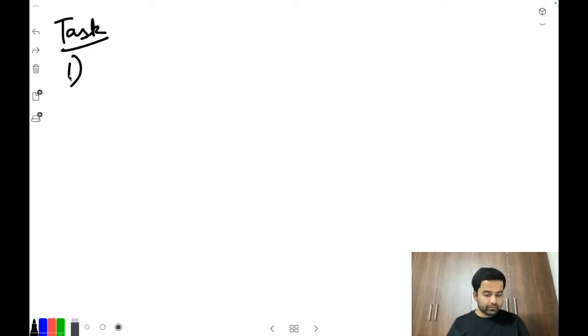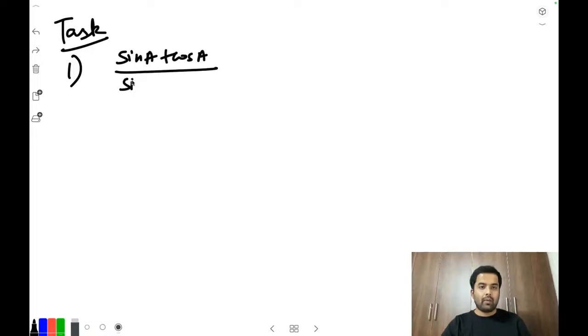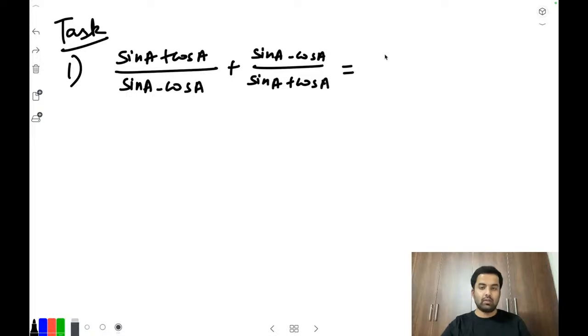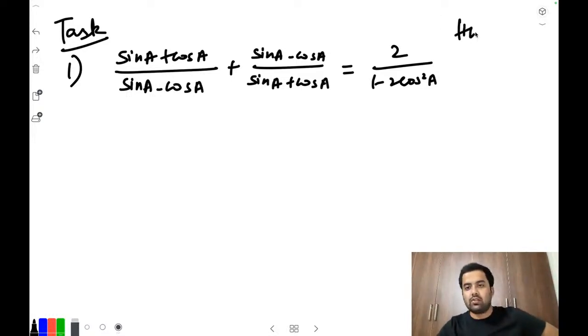The question is, yes, a good one we have. (sin A plus cos A) divided by (sin A minus cos A), plus (sin A minus cos A) divided by (sin A plus cos A), equal to 2 by (1 minus 2 cos square A). Copy this everyone. This is for the homework. Solve and come back in the next lecture.